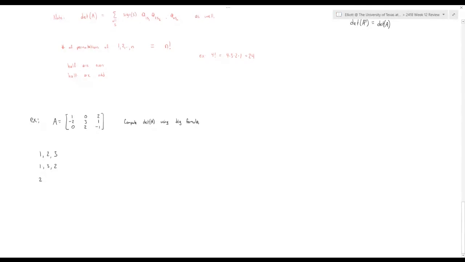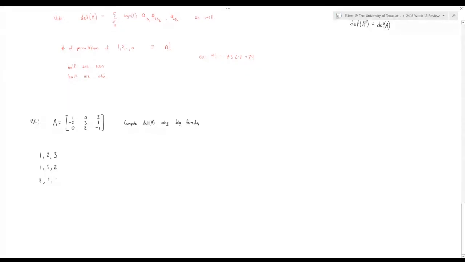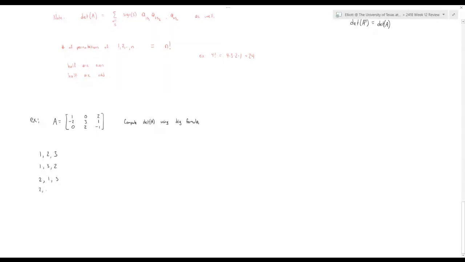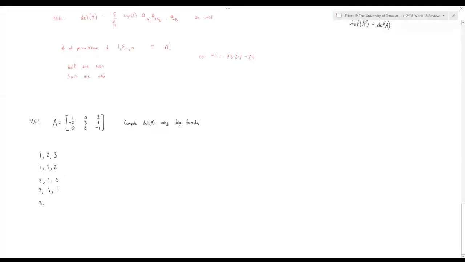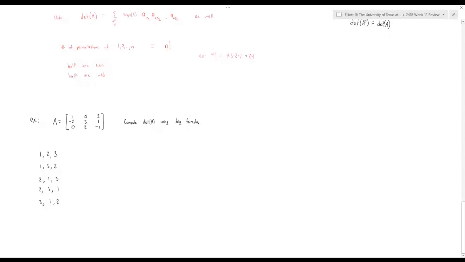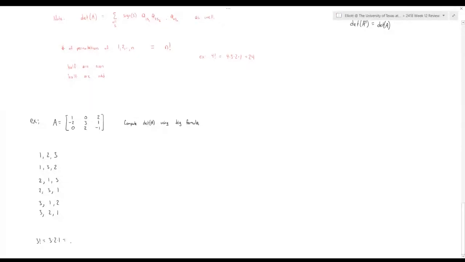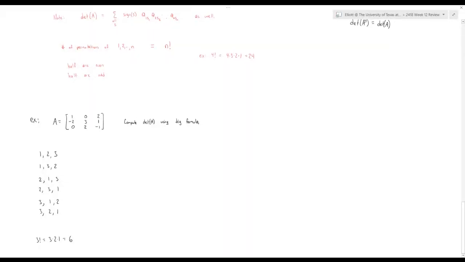I can start with 2, and then let's do 1, 3. And then let's swap the 1 and the 3. And then I can start with 3, and then we can go 1, 2, or 2, 1. Now there should be a total of 3 factorial, or 6 permutations. And here, I've already listed all 6 of them out.